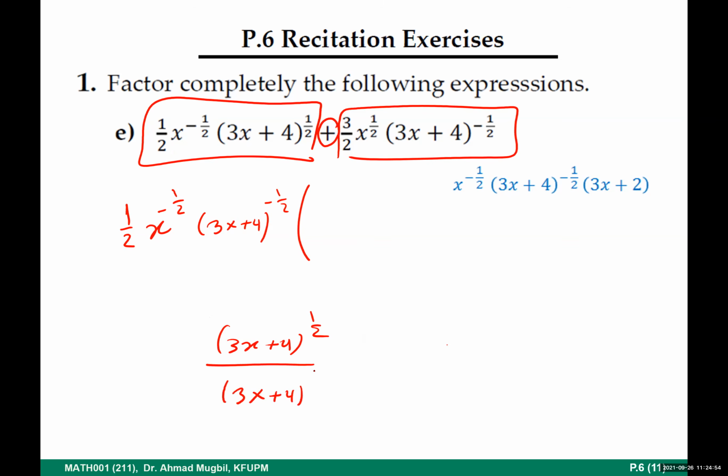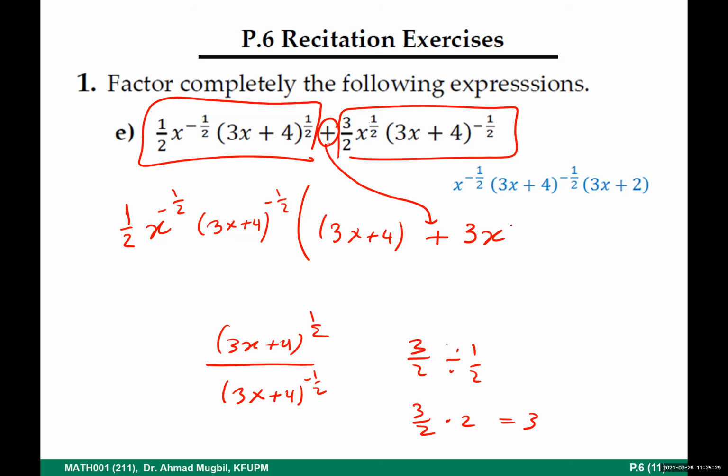If you want to think about it this way, in fact, it is just a distributive property. It is 3x plus 4 to the power a half minus a half, which will be what? 1. Which will be 1. Okay. Now this plus, same sign, the second term over the common factor. 3 over 2 divided by a half. What will it be? 3 over 2 multiplied by 2, which is what? 3. So we will have here 3. x to the power a half over x to the power minus a half. It is 3 times x to the power what?